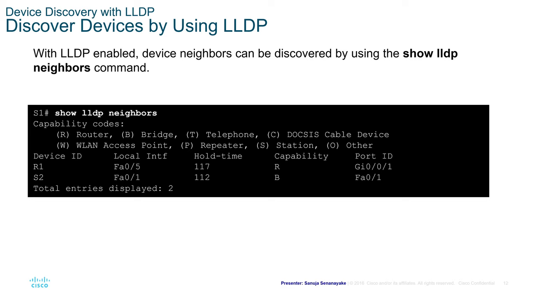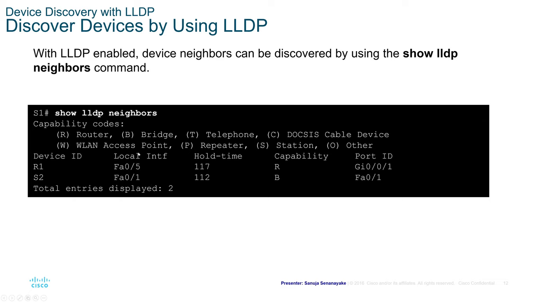Discover devices using LLDP. With LLDP enabled, device neighbors can be discovered by using the show lldp neighbors command. So just like CDP, LLDP can also be used for the same purpose. By this time, you're going to run the show lldp neighbors command. When you run it on this Cisco switch, we see that R1 and R2 are connected to that switch. And it shows the local interface of that switch where these devices are connected. In this case, R1 is connected via FA05 and R2 is connected via FA01.